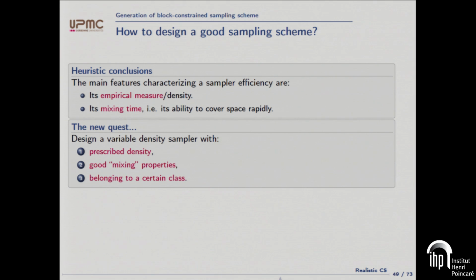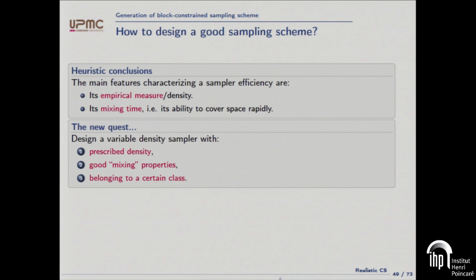Okay. So let's forget about this first naive approach, and we're going to do something more efficient. If you want to have a good sampling strategy, it should have a good empirical measure, meaning that you should fit some target density, again, the radial one for the MRI. And it should also have a good mixing time, meaning that you should be able to cover the space rapidly, which you're not doing if you do IID sampling, because with IID, you will have some clusters.